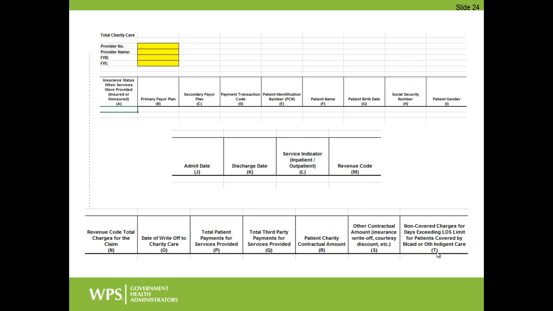Column T is if you have any of those claims where you exceeded the length of stay limit for those patients that were covered by Medicaid, we need to report those non-covered charges there. And that's basically going to be part of the amount that's included in charity care. Assuming your policy allowed it, that would also be reported as your charity care. So it might be in both column R and T for that situation.